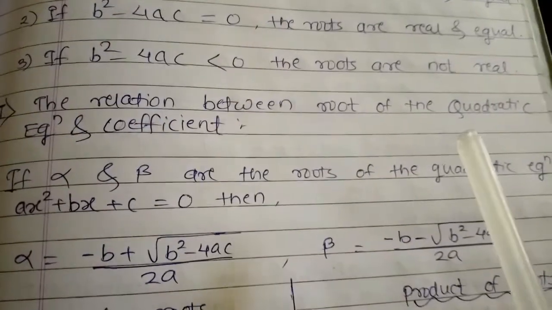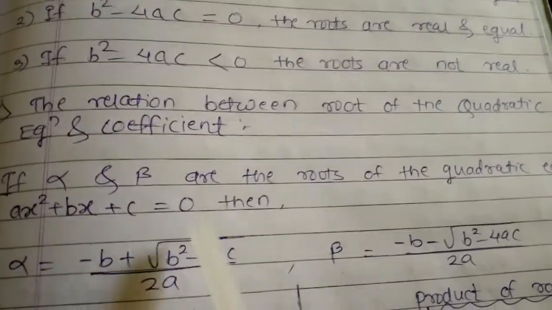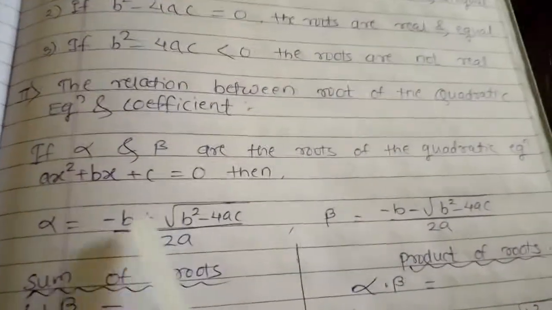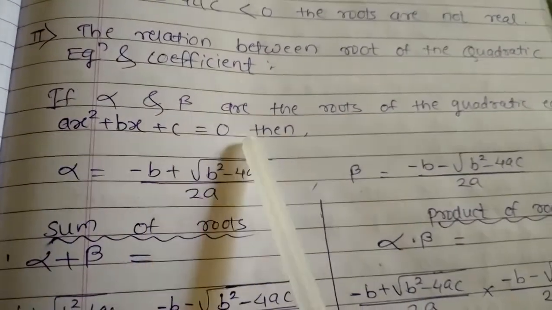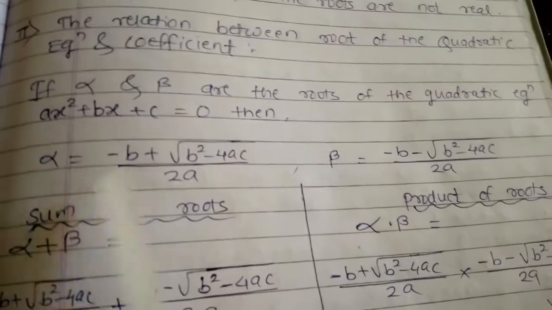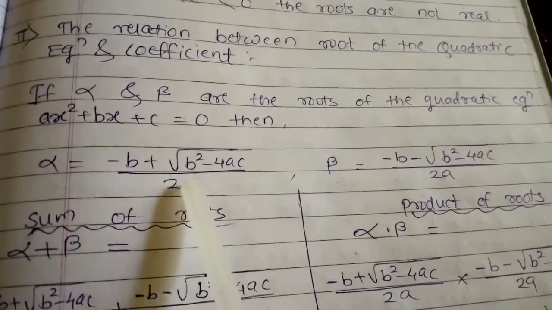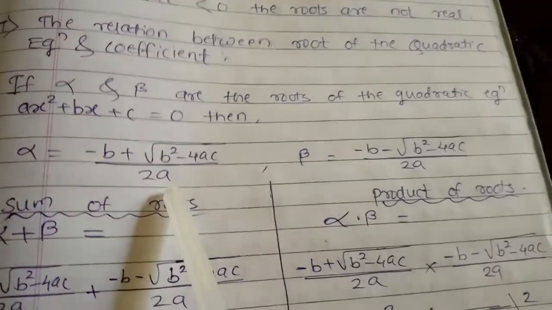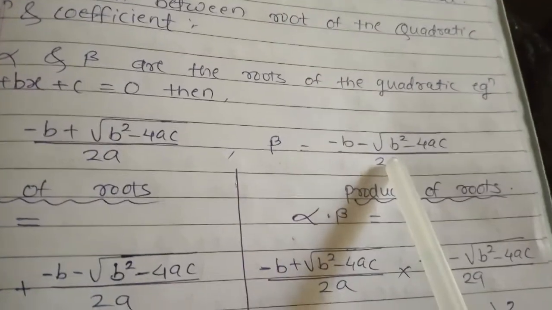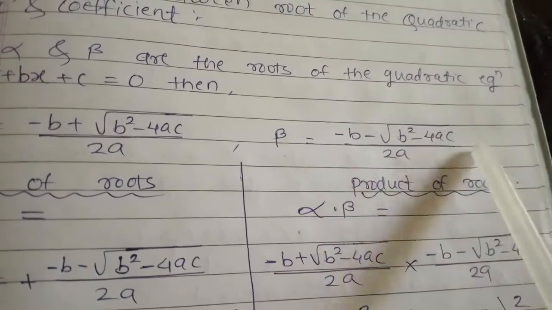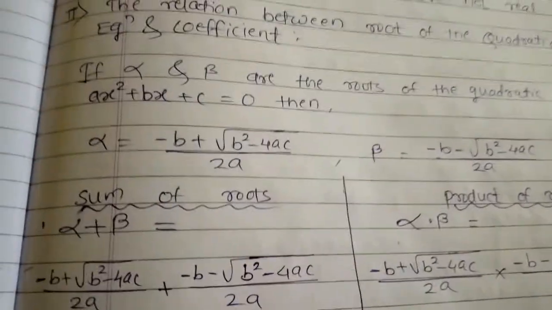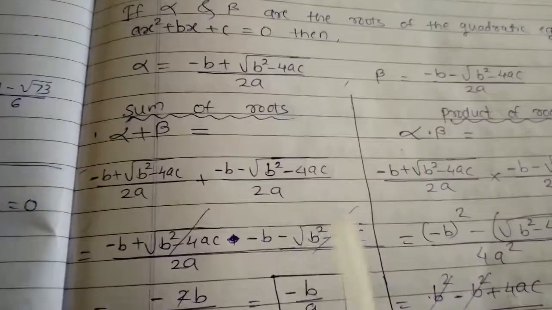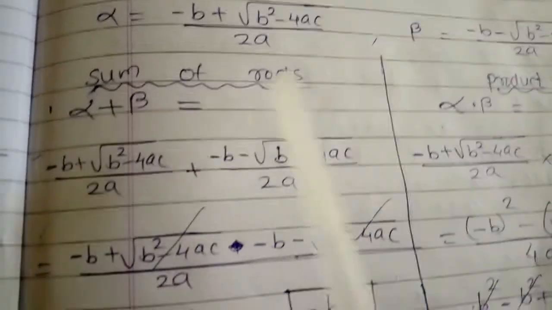Next, the relation between the roots of the quadratic equation and the coefficients. If alpha and beta are the roots of the quadratic equation ax square plus bx plus c is equal to 0, then alpha is equal to minus b plus root b square minus 4ac upon 2a, and beta is equal to minus b minus root b square minus 4ac upon 2a. Now we are going to find the sum of the roots and the product of the roots, and we get the formula for this.